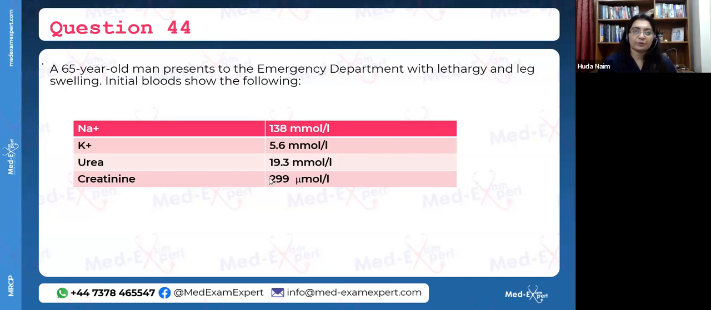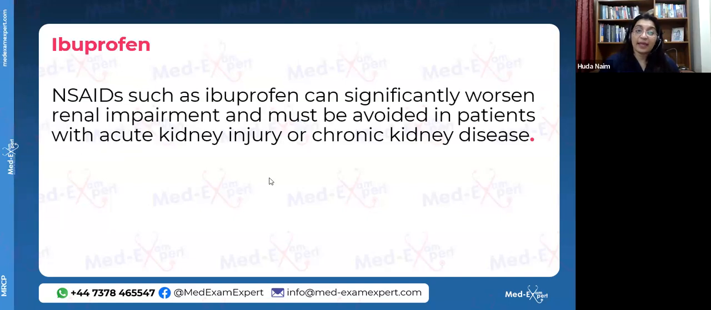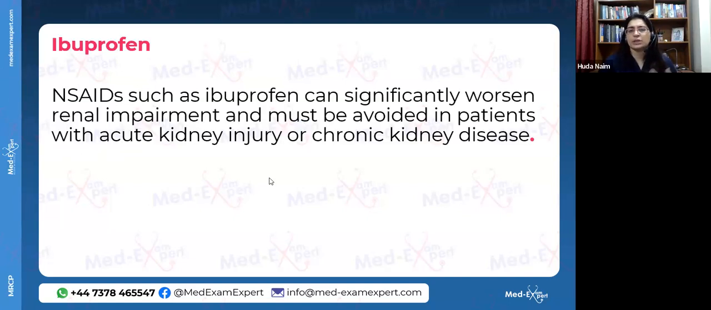Read the question and I'll show you the option. So you have a patient who developed renal failure. So what would you stop immediately? So yes, it's ibuprofen. You would be stopping NSAIDs, and any patient who has acute kidney injury or chronic kidney injury, you have to stop that right away.